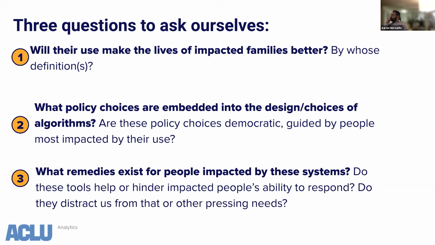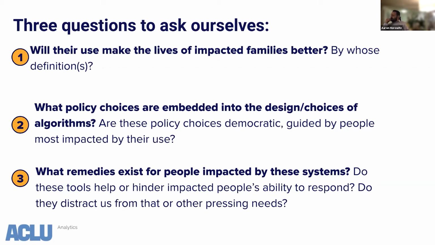I think the second question for us is, what policy choices are embedded in the design choices of algorithms? Anytime an algorithm is implemented, you are essentially systemizing a series of choices that may have been made without the algorithm or with an older algorithm in the past. And the question that we have is, what are those choices? Are communities involved in making those choices? And are we sure that these are the choices that we want to make?